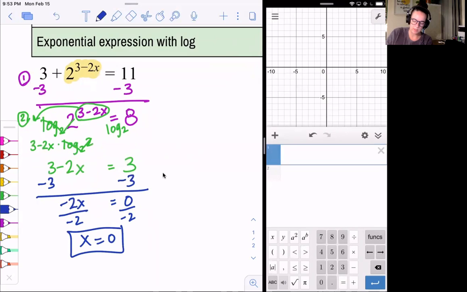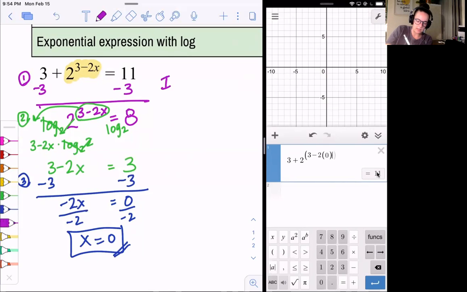We can check by saying 3 plus 2 to the power of, put parentheses, 3 minus 2 times 0, does equal 11. This makes sense to me. 3 minus 0 would be 3, so 2 to the third would be 8. 8 plus 3 being 11. So this does indeed check out, and 0 is my answer. So we have our three major steps here. The first step being isolating. The second step is to use the log on both sides. And the third step being to solve.